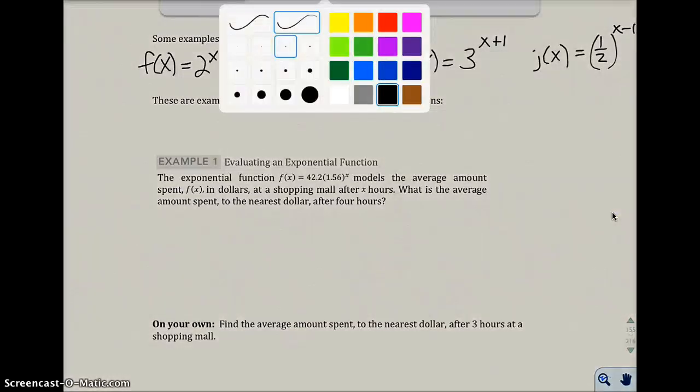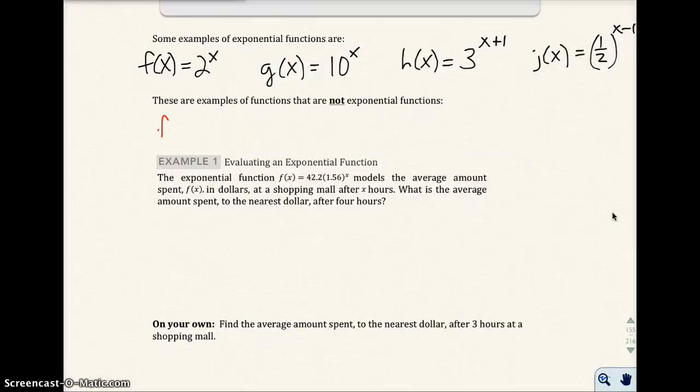Some examples that are not exponential functions would be something like f of x equals negative 1 to the x power, or g of x equals x squared. Here we have a base that is a negative number, and we don't have that. And then we do have a variable in the exponent. But again, we need to have a positive base other than 1. This right here, there's no variable in the exponent. This is something we've dealt with in previous chapters, x squared. The exponent does not have a variable.